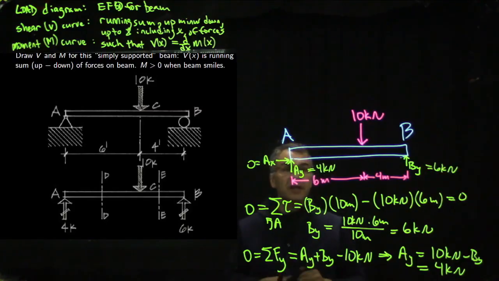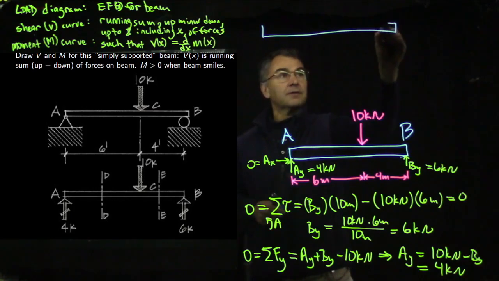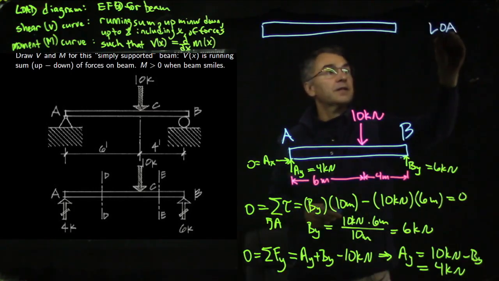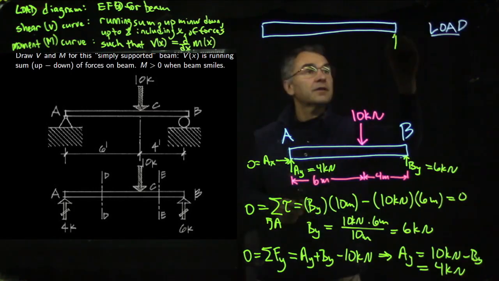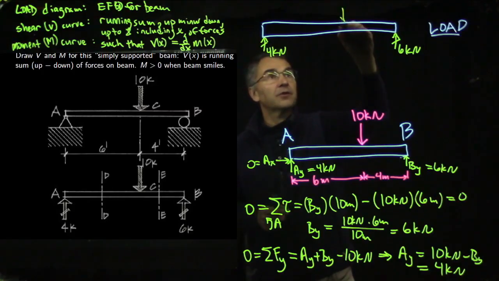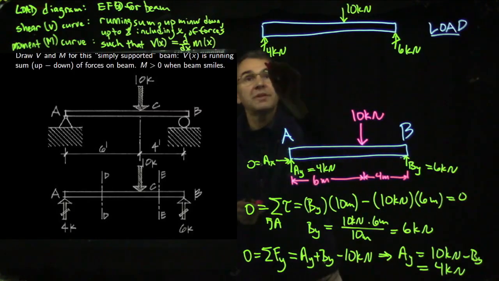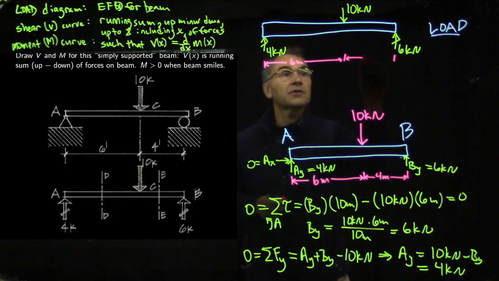Okay, now let's redraw that in the form of a load diagram. So I will draw the beam up here. We're going to call this LOAD. We have a reaction force here, which is 6 kilonewtons, and we have a reaction force here, which is 4 kilonewtons, and we have a concentrated load here, which is 10 kilonewtons. And then we can mark some dimensions. Let's draw some dimension lines. So this is 6 meters, and this is 4 meters.